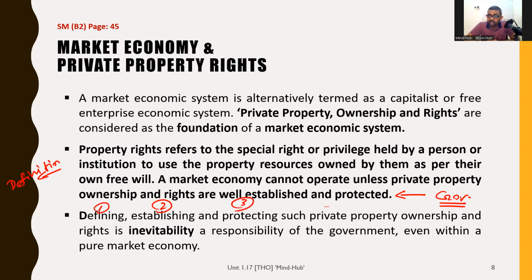Defining, establishing, protecting should go into your short notes. Defining, establishing, protecting such private property rights, property ownership and rights is inevitable. Inevitable meaning unavoidable. Government can't say no. They have to do it. Only they can do it. It is the responsibility of the government, even within a pure 100% market economy, to define, establish, and protect private property rights.